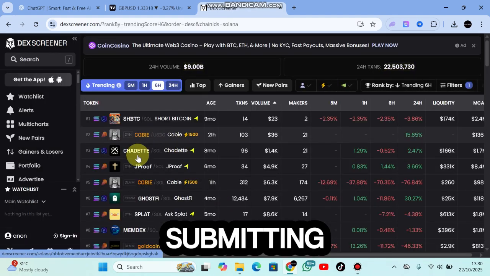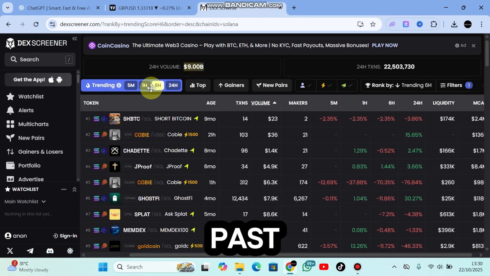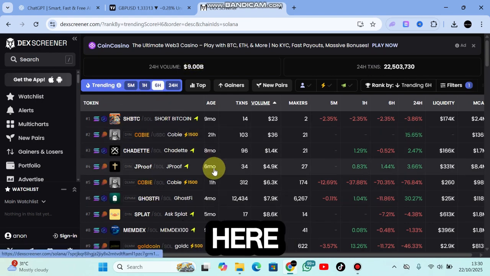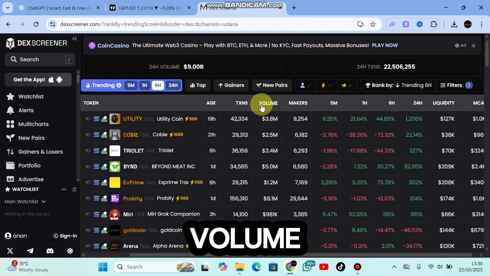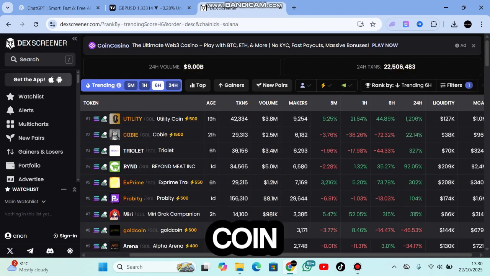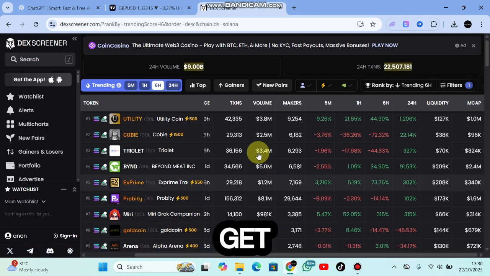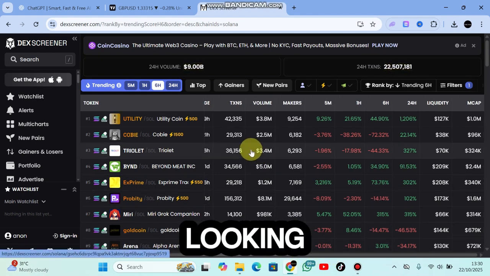So I'm getting the Solana memecoins that have been trading in the past 6 hours, as you can see right here. One thing that I've noticed is that the most important thing when trading memecoins is volume. So you need to look for those particular memecoins that have volume. Those are the ones that you'll be looking at.